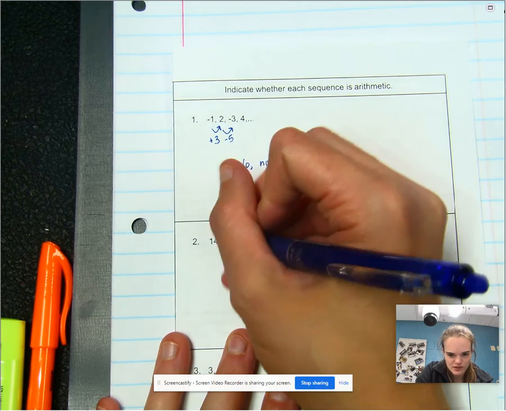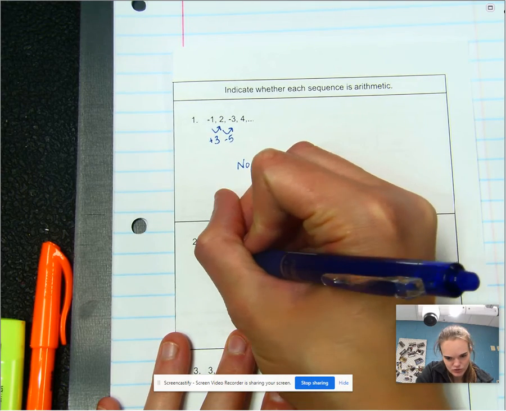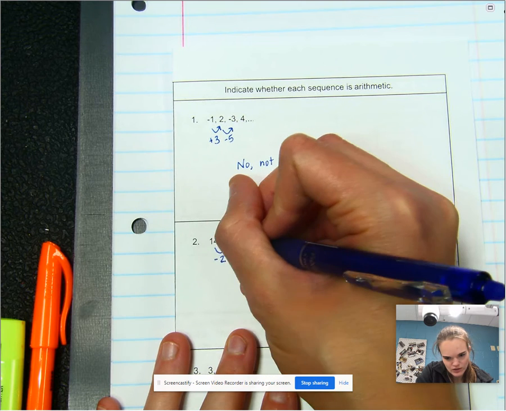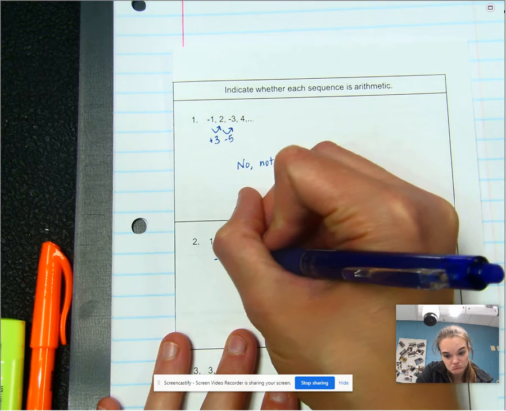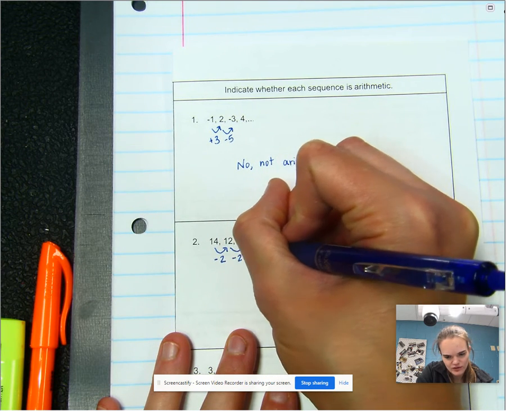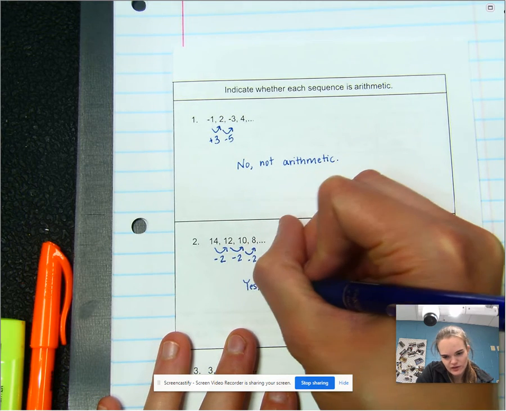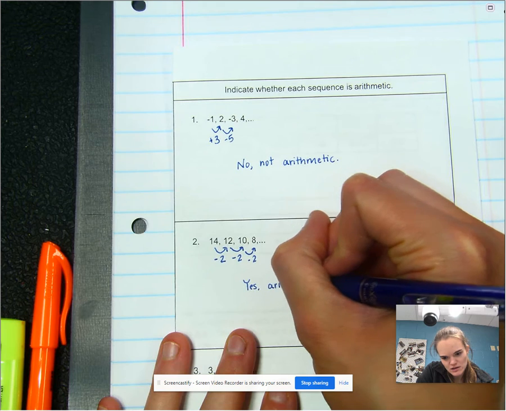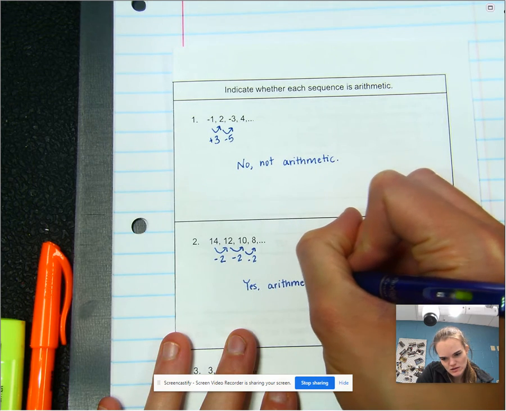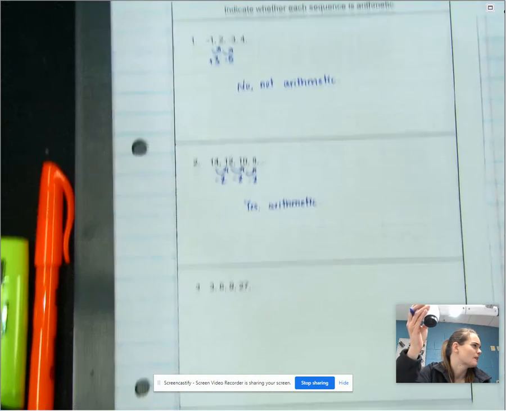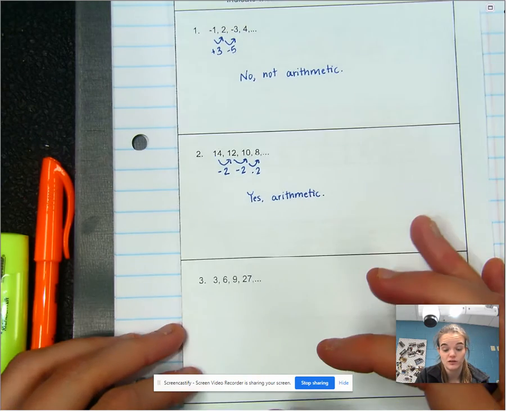All right, let's look at this one. 12 minus 14. We went down by 2. Subtract 2. Okay, is this subtract 2? Yep. Is this? Yeah. So, yes, this is arithmetic. Good. You do have quiz questions like this.